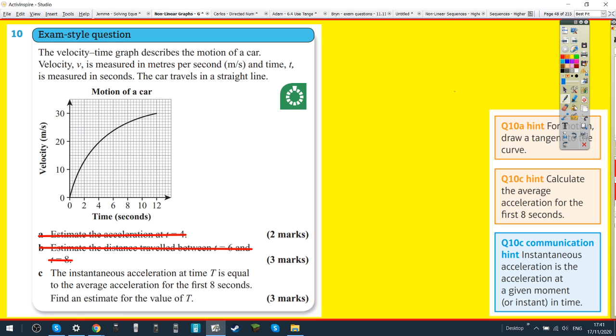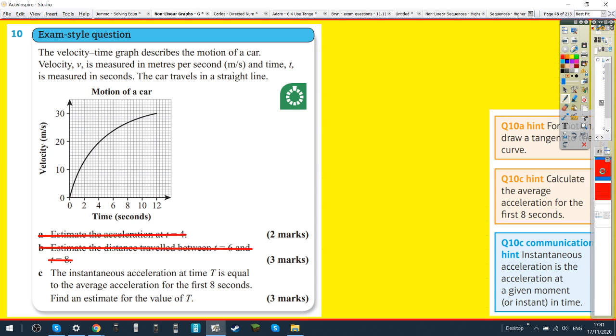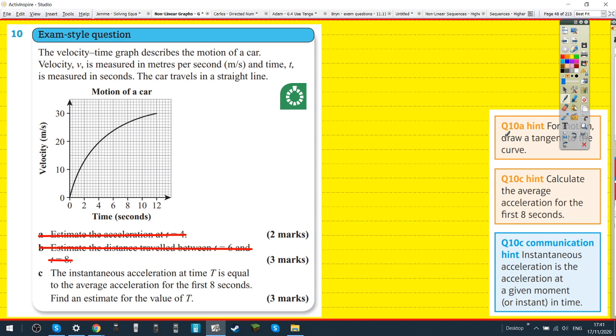Okay. The instantaneous acceleration at time t is equal to the average acceleration for the first 8 seconds. Find an estimate for the value of t.